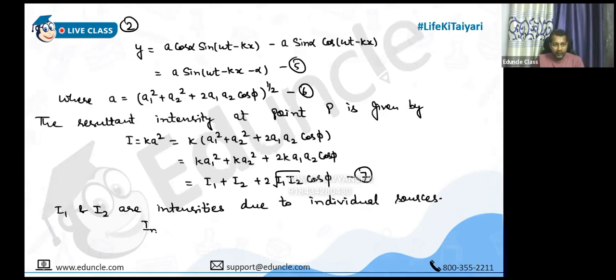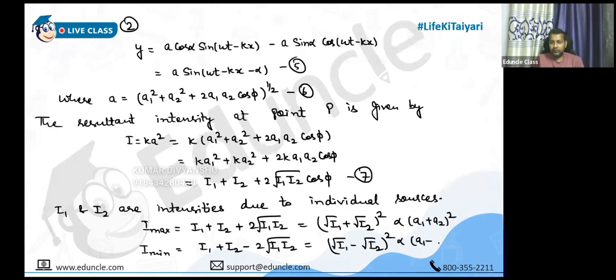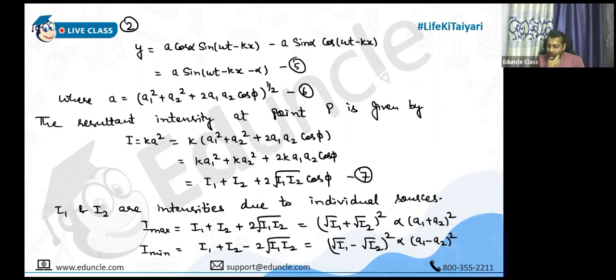So I max: for I max, cos phi will be 1, so it is proportional to (A1 plus A2) square. And for I minimum, cos phi will be minus 1. For intensity to be maximum, path difference should be n lambda, and for minima, it should be (2n plus 1) lambda by 2.